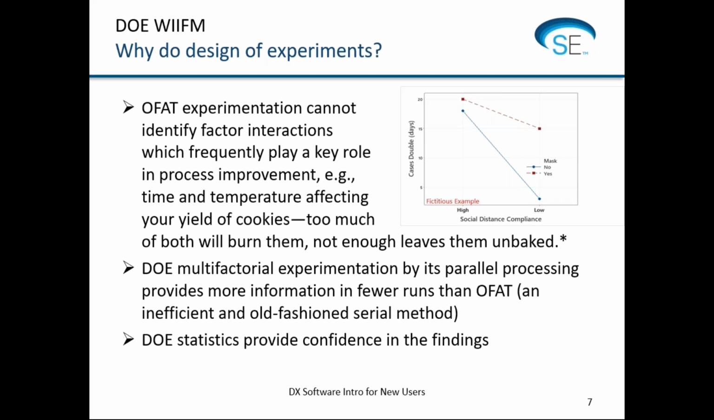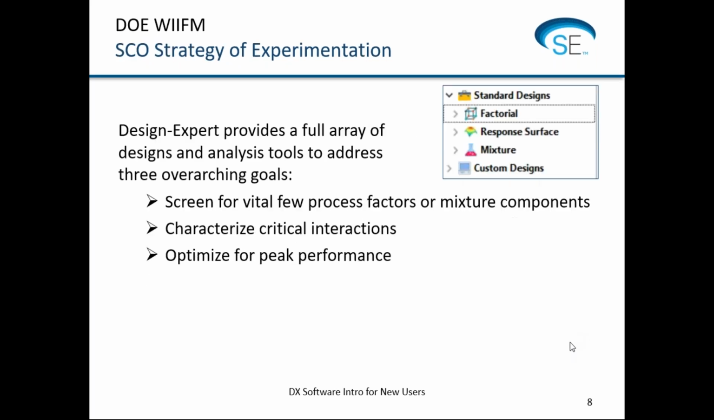So the idea here is that one factor at a time experimentation, where you just look at mask or you just look at social distance, you can't identify these interactions. Only using a DOE can you do that. So the second bullet point, multi-factor experimentation by its parallel processing provides more information in fewer runs than one factor at a time. And the statistics that go along with design of experiments provides confidence in our findings. So there's a lot to it.